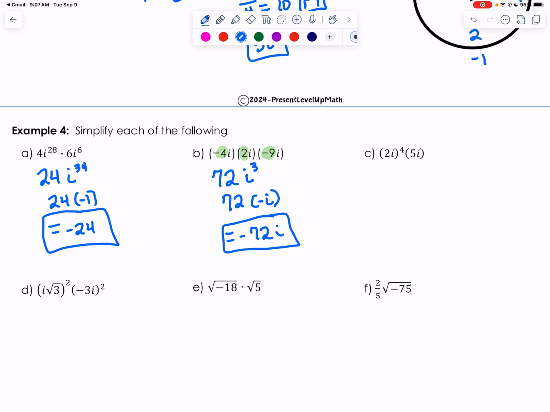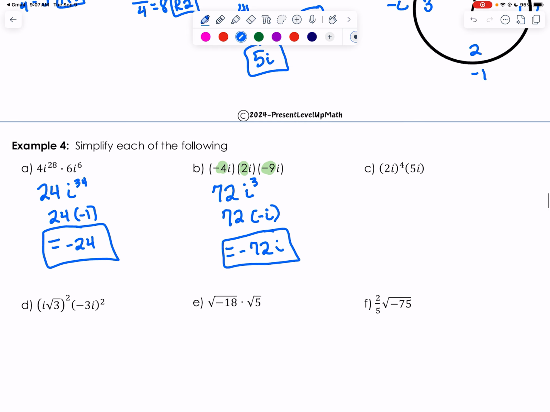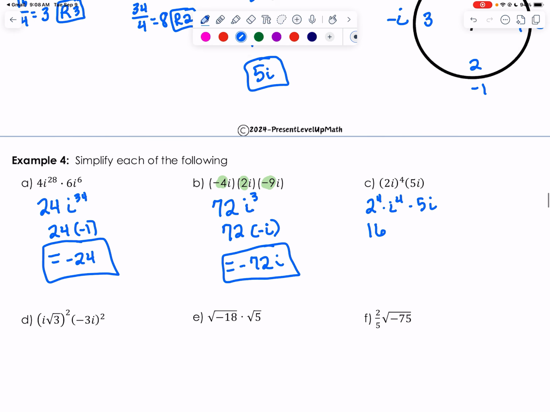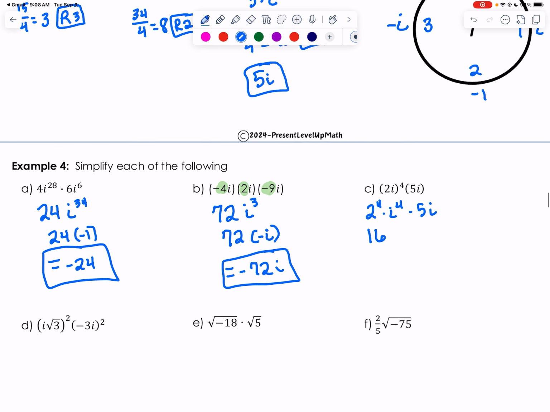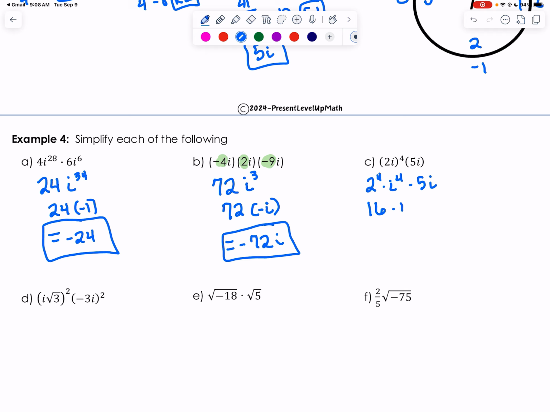Okay. Problem C. 2i raised to the fourth power times 5i. So this is 2 to the 4 times i to the 4 times 5i. So 2 to the fourth power is 16. i to the fourth power is 1 times 5i. So now I can multiply 16 times 5, and that would give me 80i.